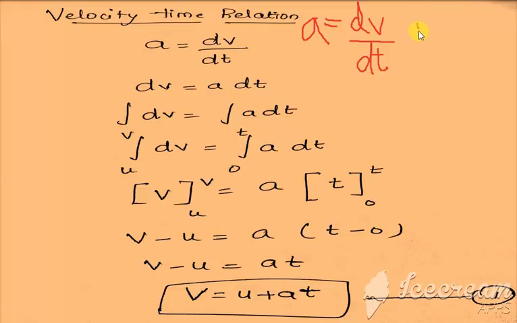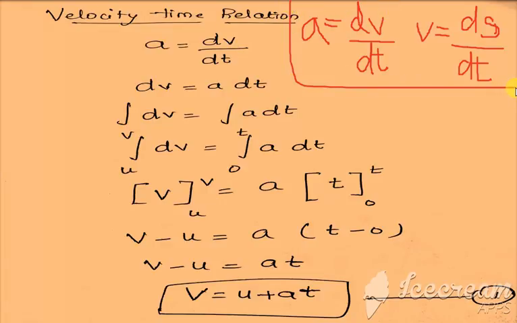Then the second equation which you take is v is equal to displacement by time taken. Displacement I am writing here as s, and time taken I am writing as t, and before these I am writing the letter d. So ds by dt. These two are the formulas which you will be using in the following derivation. Now let us take this formula here.